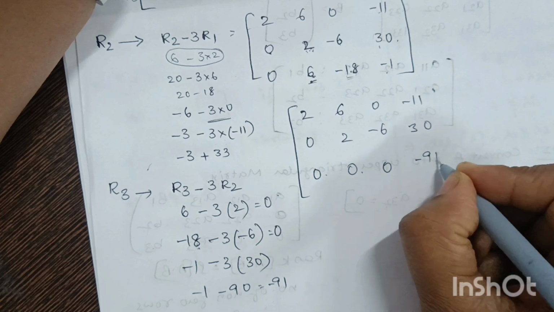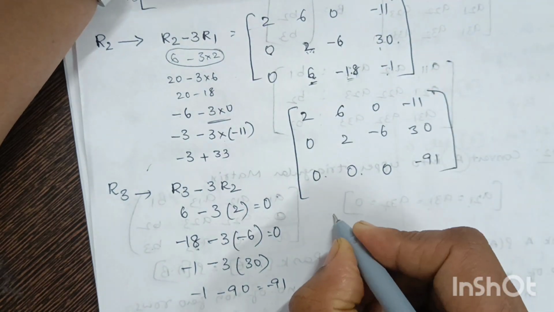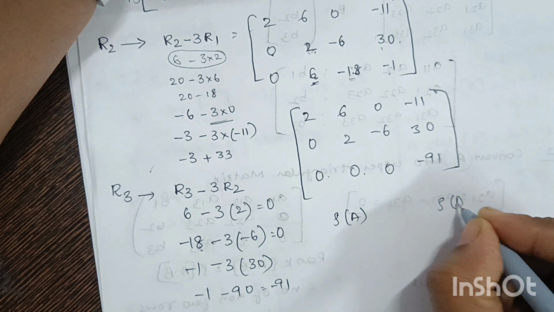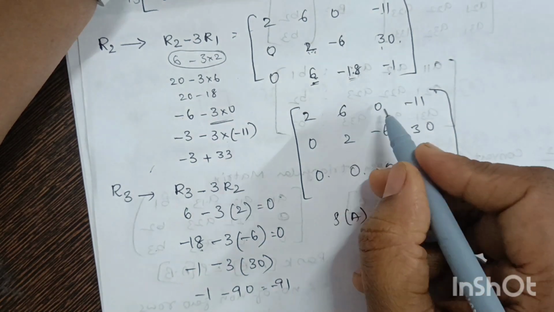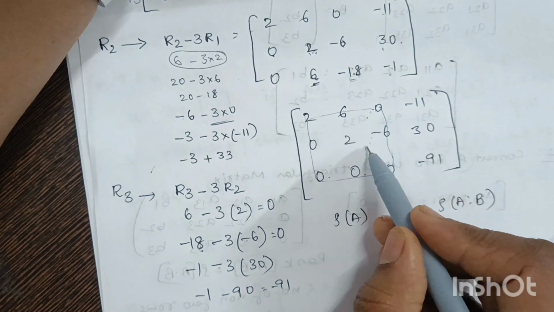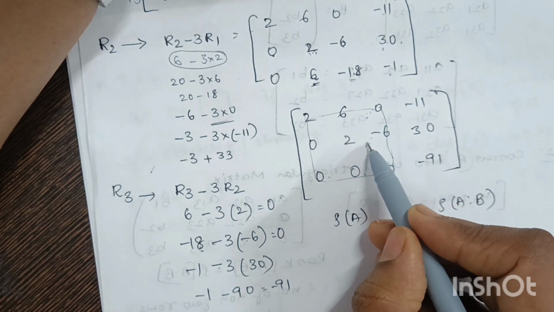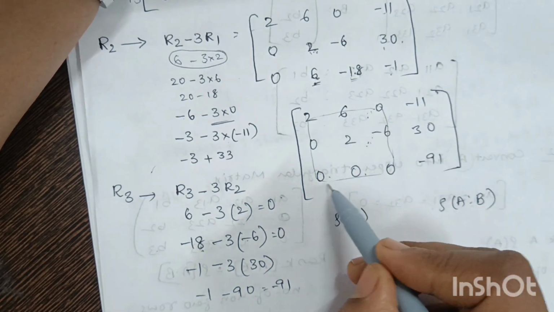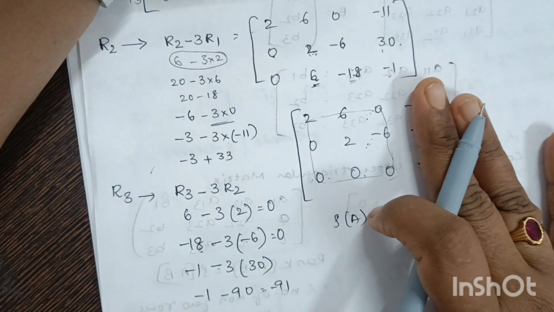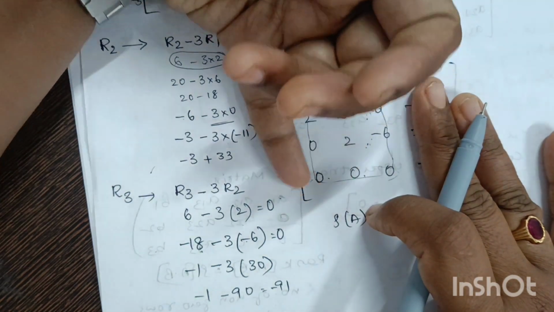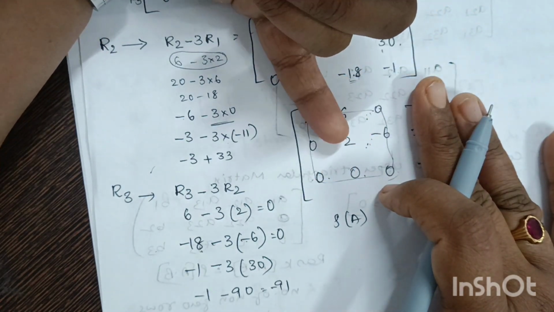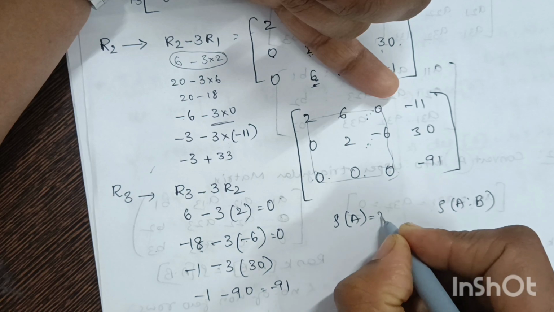So here minus 91. Now, what is the rank of A and the rank of the augmented matrix? Rank of A means this is the A part, so the number of non-zero rows. How many non-zero rows? Here this is a 0 row; I am not considering this. I am considering A only. In the A part, the non-zero rows are 2 only. So the rank of A is equal to 2.